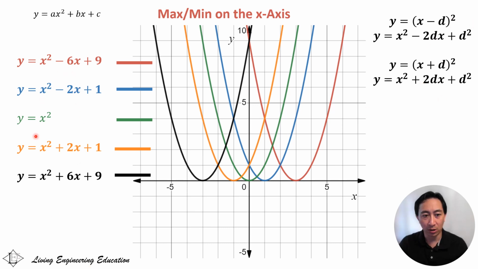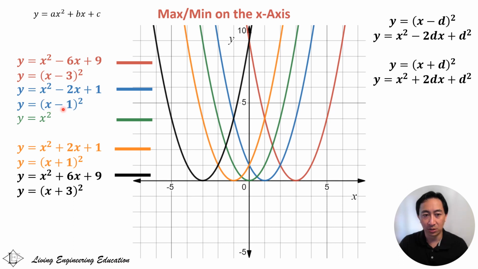So if I rewrite these equations in this form, the x minus d squared or x plus d squared form, what do we get? Let's look at this red one first. X minus 3 quantity squared is x squared minus 6x plus 9. So these are the same equations. But if I give you the equation in this form, you can quickly identify that if x equals 3, y equals 0. So that's why the minimum is occurring at x equals 3.